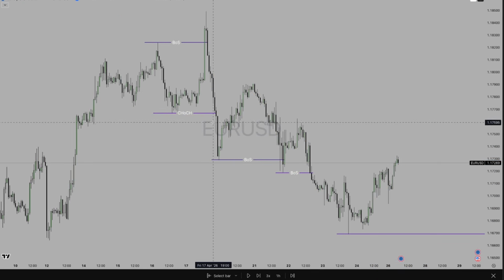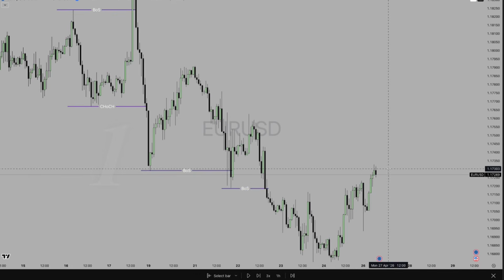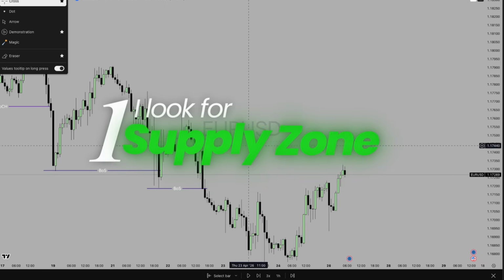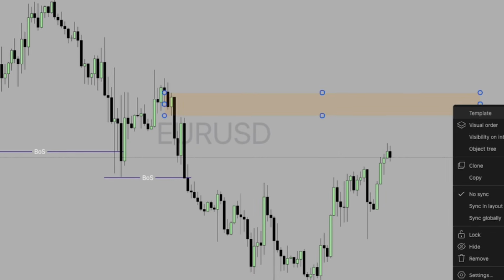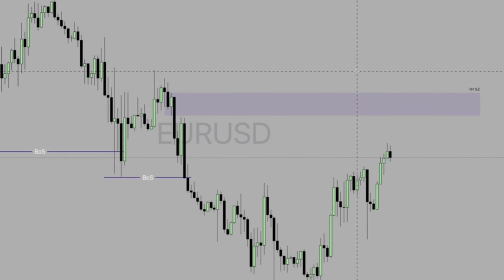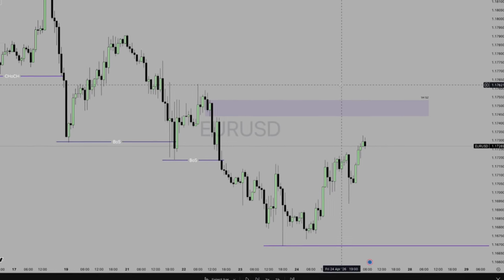What we then find here is simply our areas of interest. The way I do this is that, one, I look for a supply zone. So in this chart, this is my supply zone because we have a fair value gap at this region. This forms my supply zone. This is a 1 hour supply zone.